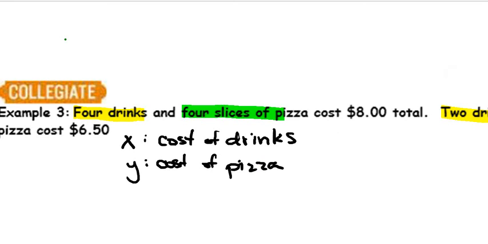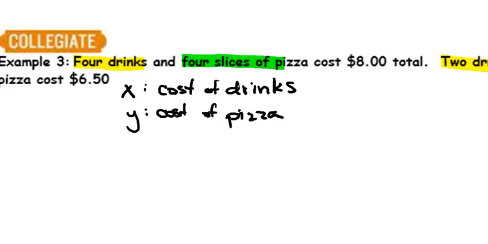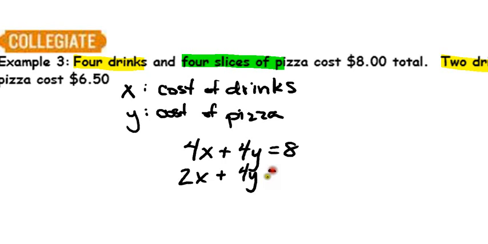I know if I have 4 drinks, that's 4x. So 4 times whatever the cost of each drink is. 4x plus 4y, so 4 slices of pizza, is $8. And 2 drinks, so 2x plus 4y for 4 slices of pizza, is equal to $6.50, or 6.5.